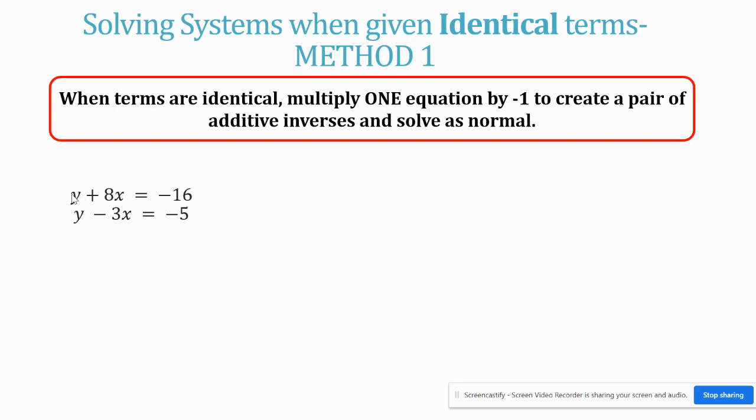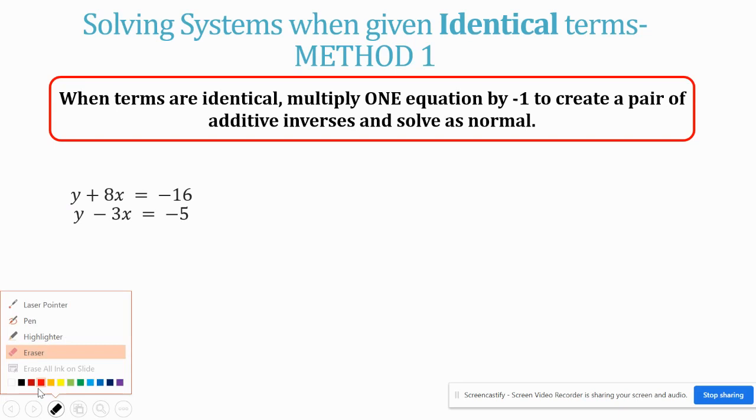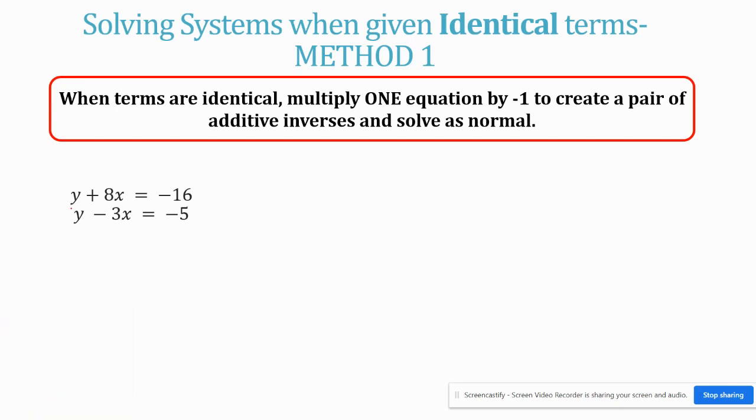So I see that I have y and y. These are our identical terms, and I want one of them to be negative. So what I'm going to do is multiply an entire equation by -1. Now, it doesn't matter which one you multiply by -1. Either way, it'll work, but you have to multiply every term in that equation by -1. So I'm going to multiply this bottom equation by -1. It's supposed to be parentheses. I'm going to put the entire thing in parentheses.